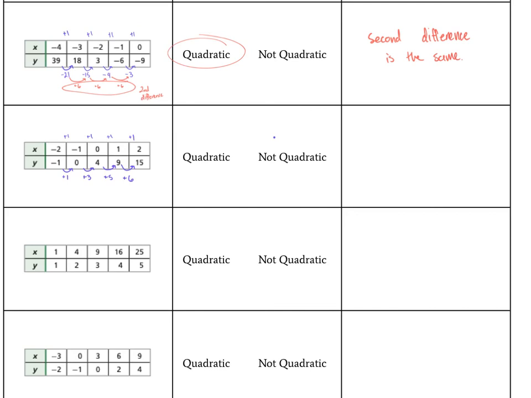So that's our first difference. Let's take a look at our second difference. From 1 to 3, we went up 2. 3 to 5, we went up 2. 5 to 6, we only went up 1. So plus 2, plus 2, plus 1 is not the same. So it is not a quadratic because the second difference is not the same throughout. It is not consistent.